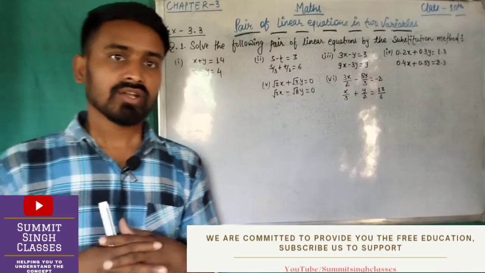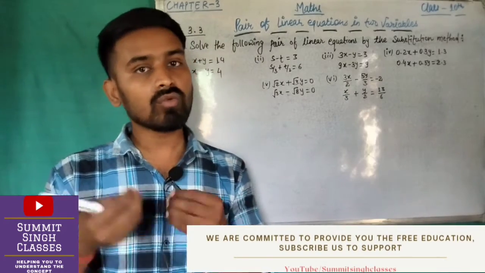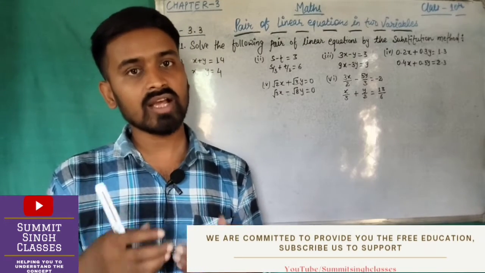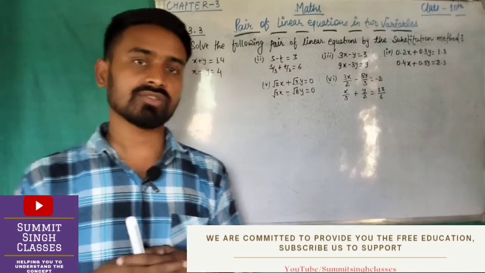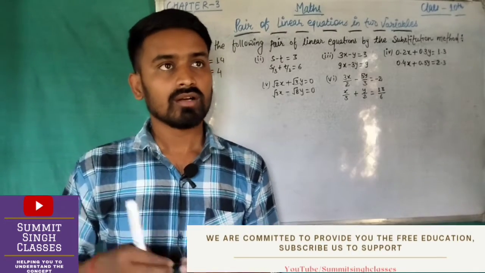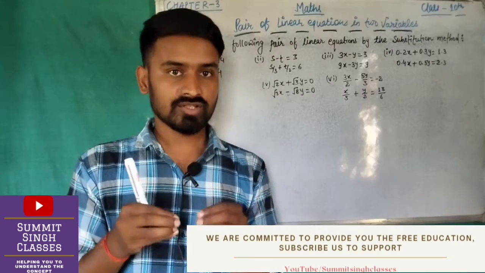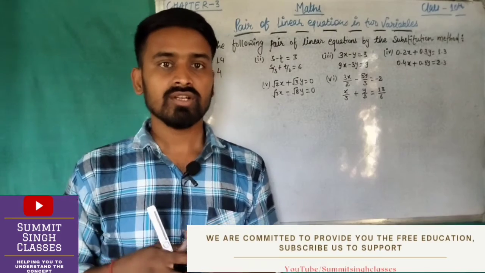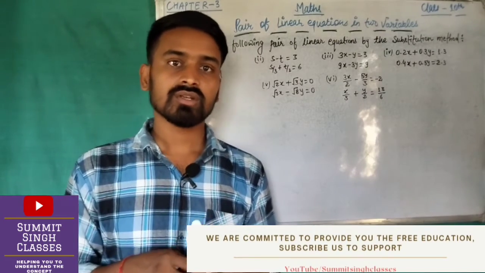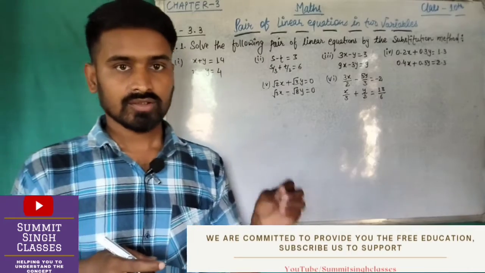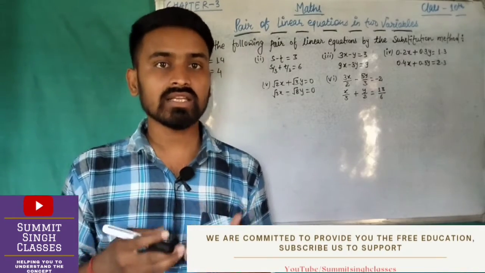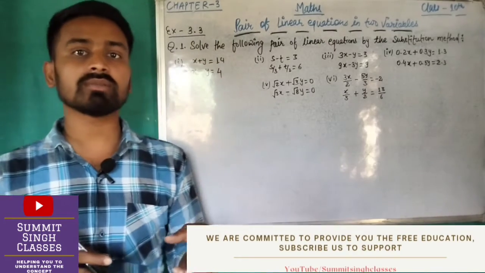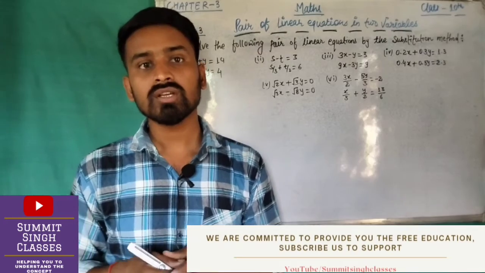This is the method in which the value of one variable is taken out from one of the equations. That equation can be either equation 1 or equation 2. The value of one variable from one equation is taken out and substituted in the second equation. If you are taking it from the first equation, then you have to put it in the second equation, and if you are taking it from the second equation, then you have to put it in the first equation.